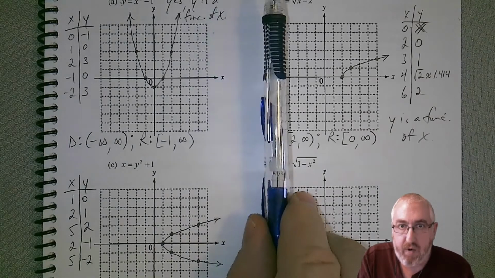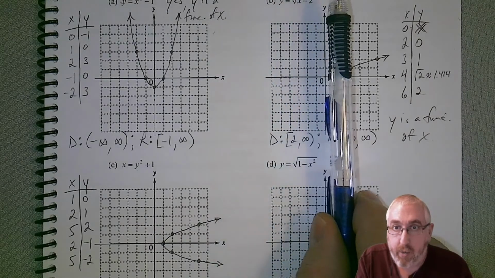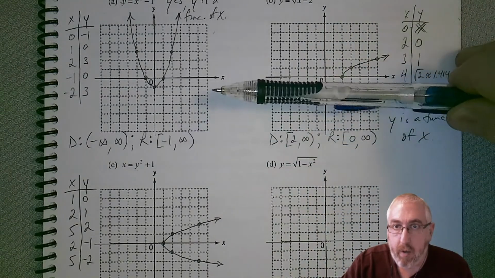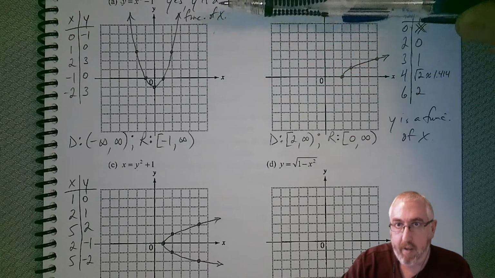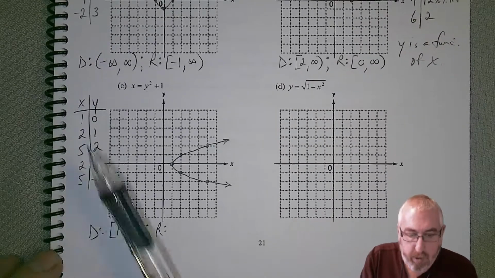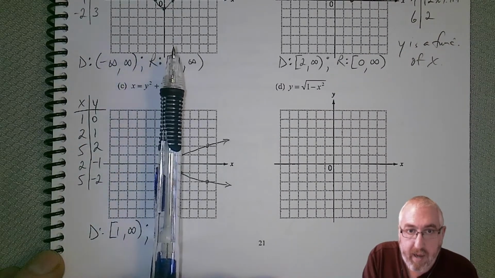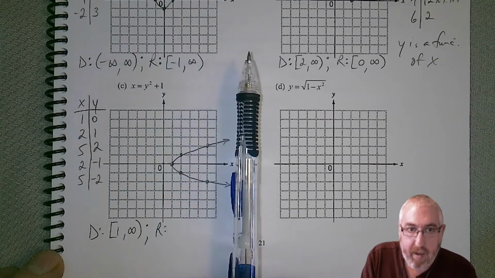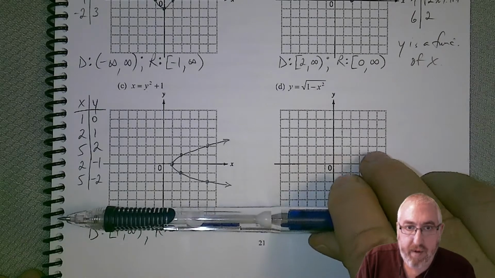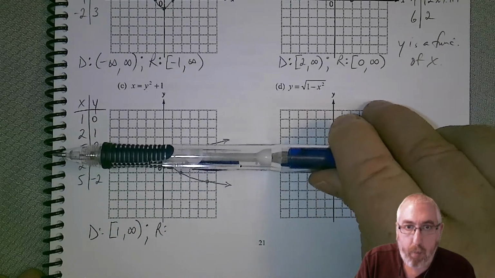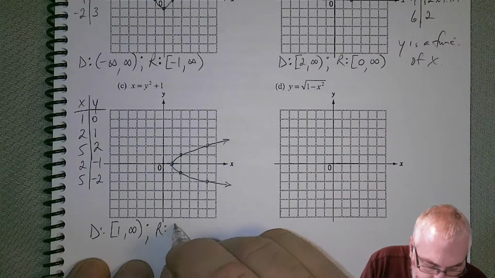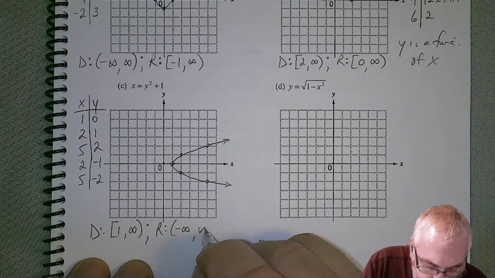So domain is vertical lines. We don't start hitting it until we get to 2, and then we're always hitting it. We don't start hitting it until we get to 0, and then we're always hitting it. So we can use that same trick here. We don't hit the graph until we get to x equals 1, and then we're always hitting it. What about the range? As we start at negative infinity and keep working our way through it, we're always hitting it. So the range is all real numbers.